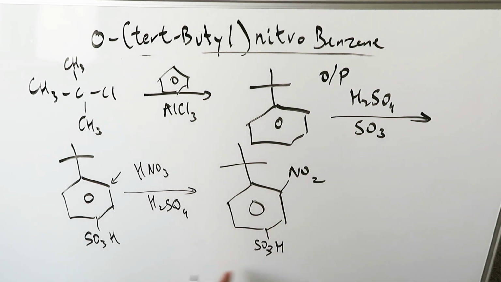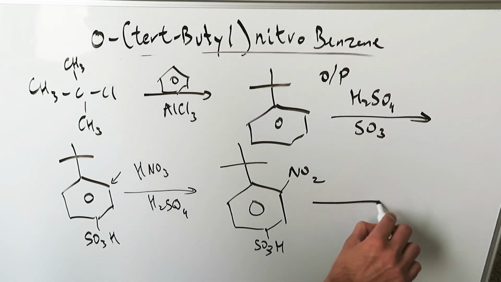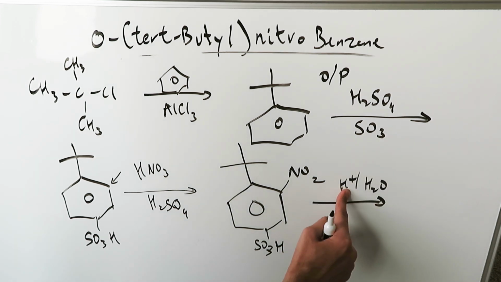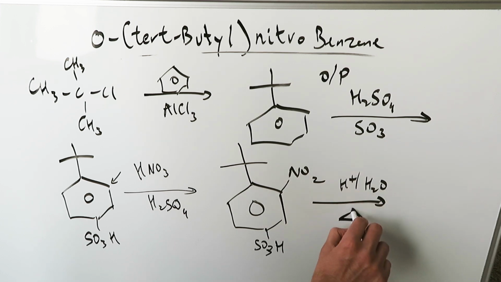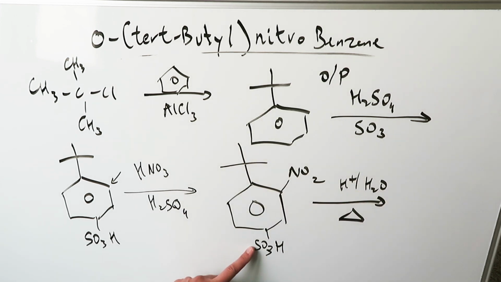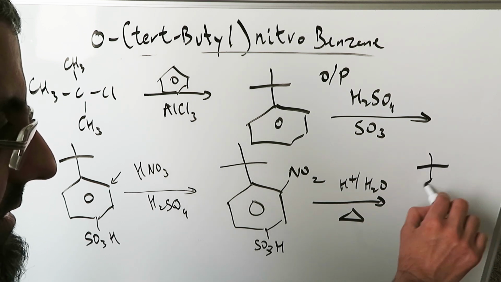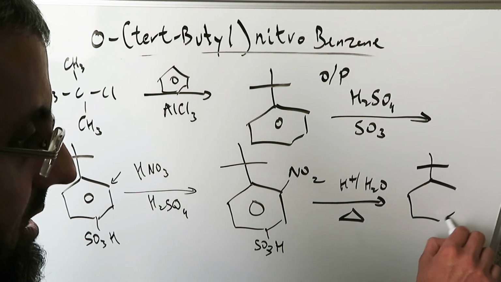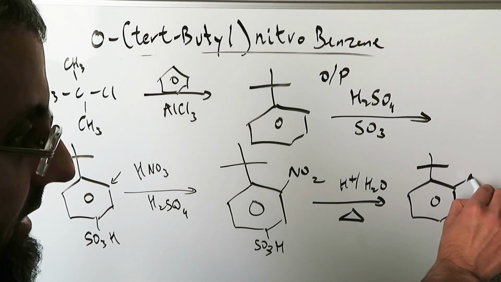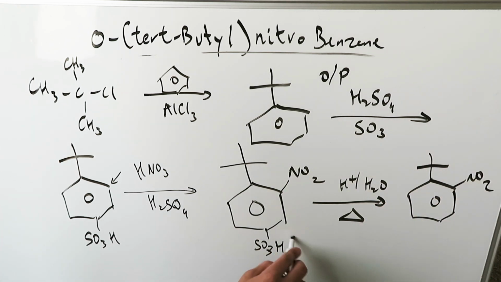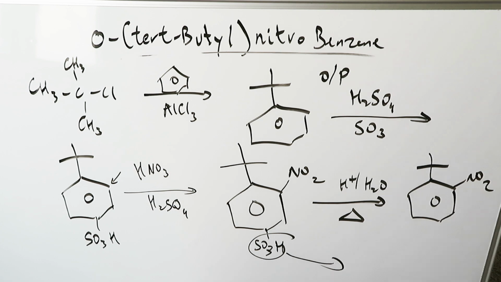Now we have to somehow get rid of this, and we can. When you do it with the presence of water and acid, you can say acid catalyst, and in excess heat you'll burn this off. When you burn this off, you'll have exactly your end result, which is going to be tertiary butyl nitrobenzene, but it'll be ortho tertiary butyl nitrobenzene because this item has now been evaporated away and you've gone to your end result. So this is exactly how we do it.